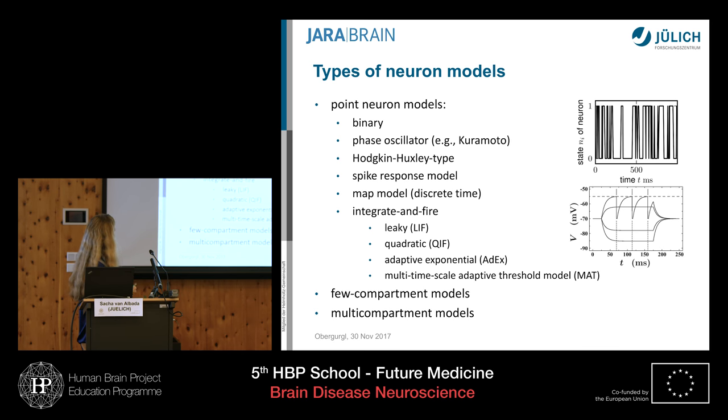A well-known type of neuron that you probably know is the Hodgkin-Huxley type. It represents the spikes explicitly using sodium and potassium currents, and they can contain any type of additional currents. Then there's a spike response model. I've never worked with it myself, but they don't use differential equations to specify the shape of the spike, but define the shape of the spike explicitly.